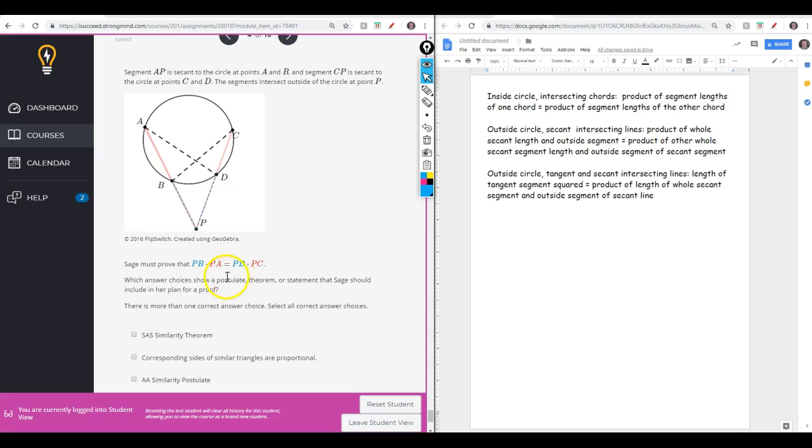Which answer choices show the postulate, theorem, or statement that Sage should include in her plan for a proof? There is more than one correct answer choice. Select all correct answer choices.